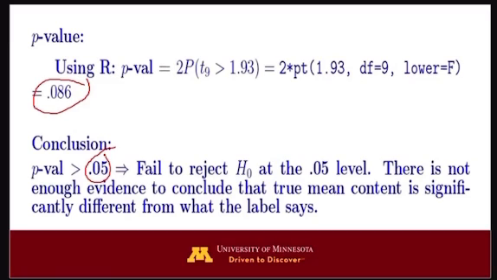Okay, now when I compare this guy right now, my p-value is greater than the level of significance. When p-value is greater than level of significance, we're going to fail to reject H0. When p-value is less than or equal to level of significance, we reject H0. But there's something I want to tell you.